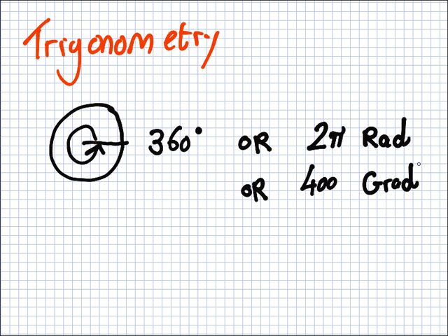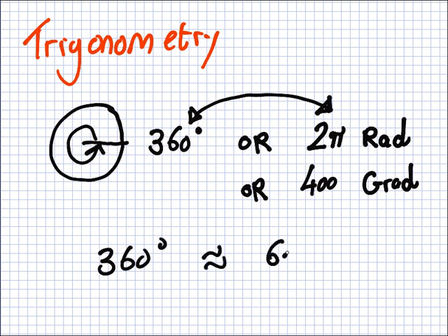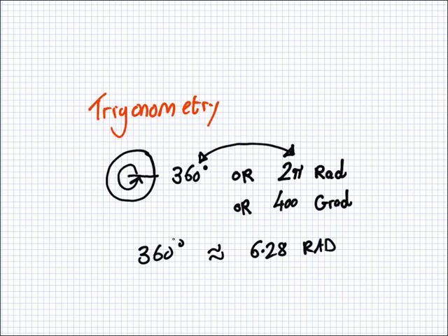Have you noticed that your calculator has 3 angle modes? We concern ourselves with these 2. Degrees or radians. So 360 degrees is roughly 6.28 radians. But we want a way to convert precisely, so this is how we can do it.